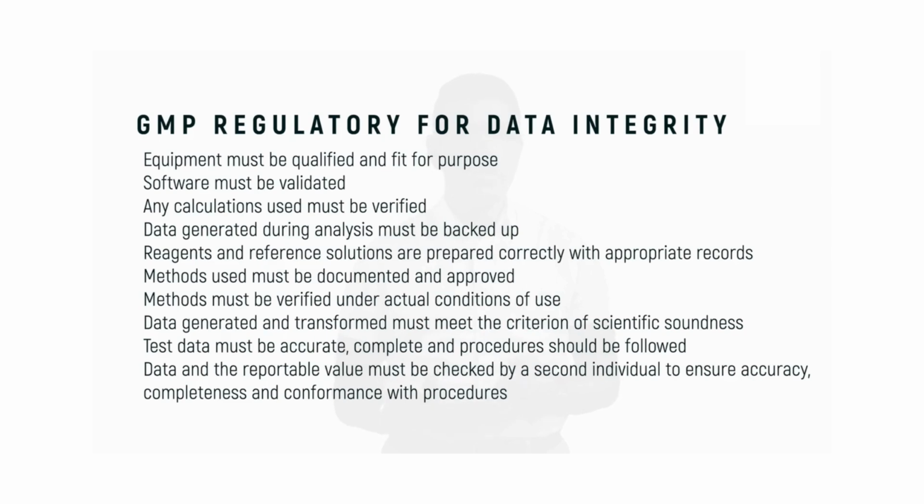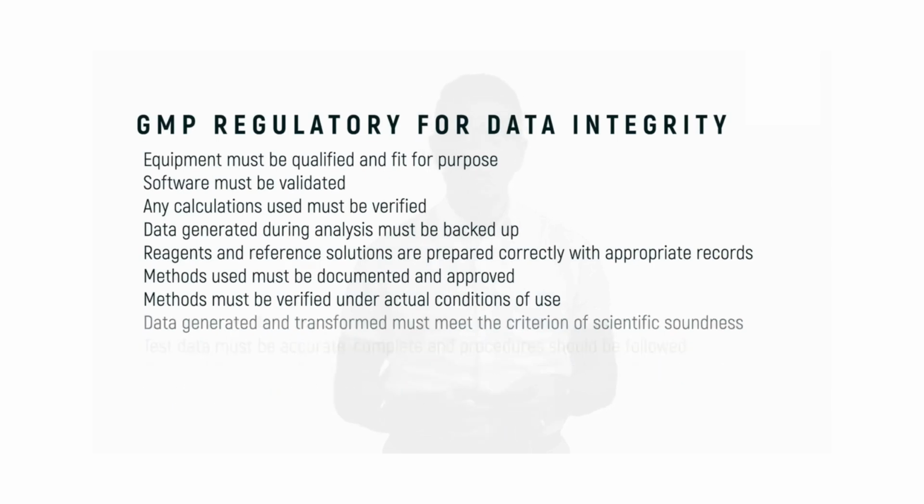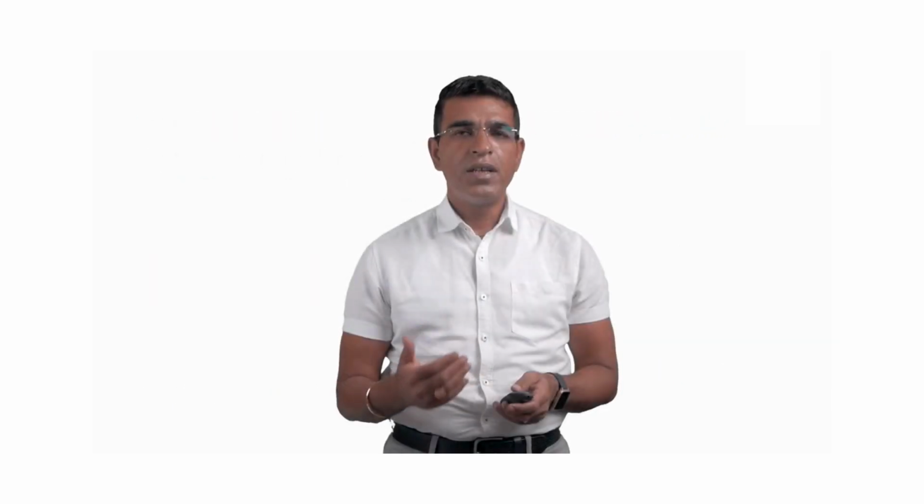Coming to the procedures and the test data, they should be accurate, complete, and all the procedures should be followed. We should not have a situation where we have done something but the procedure has not been followed. Any data and reportable value must be checked by a second individual to ensure accuracy, completeness, and conformance with the procedures. Whenever we are doing any analysis, there always has to be a doer and a checker mechanism. Whatever has been done has to be verified to ensure that the data generated is accurate and complete, and conforms to the procedures laid down for performing the analysis.